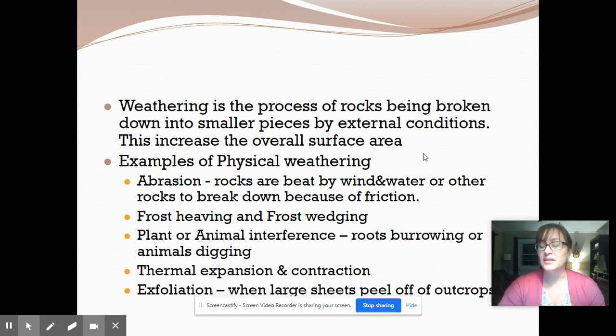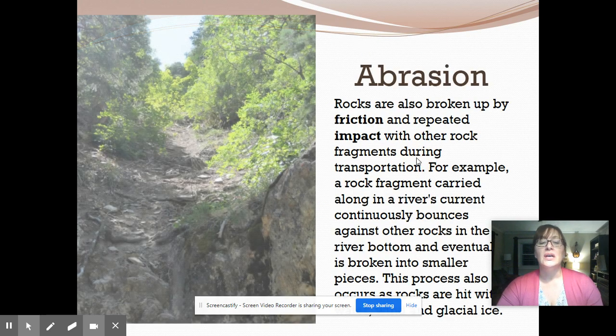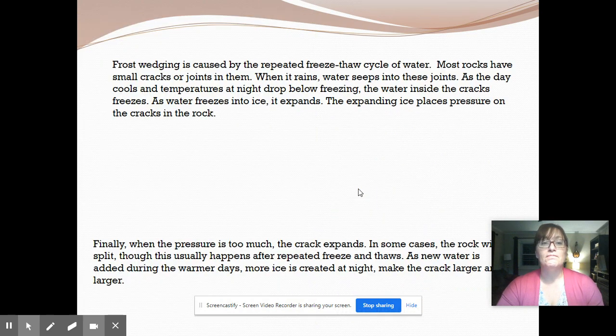So here are some examples of physical or what we call mechanical weathering: abrasion, frost wedging, animal interference or plant interference, thermal expansion, exfoliation. Let's look at each of those. So we've all seen abraded rocks. They typically are very smooth. Abrasion is literally friction. So this is what happens when a rock is going down river and it just gets beat and beat and beat and beat against other rocks. And eventually the rock breaks apart into smaller pieces.